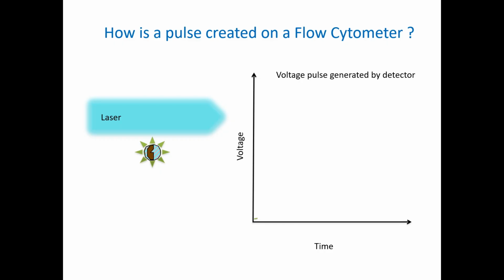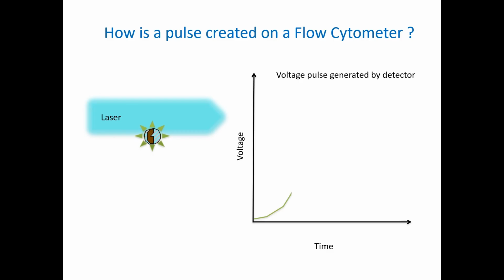How is a pulse created on a flow cytometer? On the right here, we have a graph of time on the x-axis versus voltage pulse on the y-axis. As the cell enters the laser beam, the fluorochromes excite, and the emission begins to arrive at the light detector, which generates the beginning of the voltage pulse.